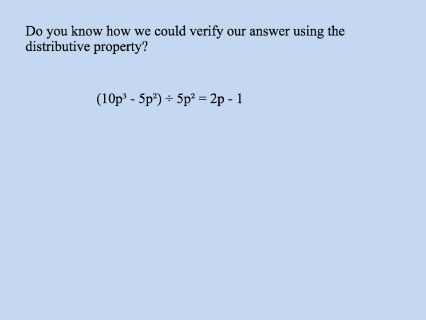Did you know that we could verify our answer using the distributive property? Verifying our answer means that we can check our answer to see that we're correct. So we can check that our answer of 2p subtract 1 is correct. We can do that because multiplying is the inverse operation of dividing. So if we take our solution of 2p subtract 1, multiply it by our divisor of 5p squared, we should get our dividend of 10p cubed subtract 5p squared.